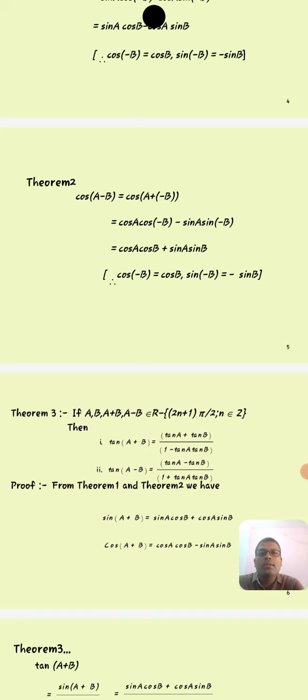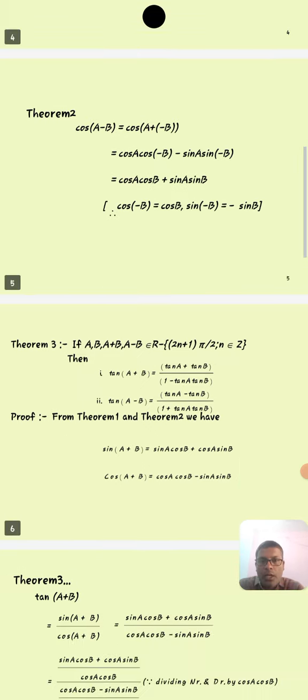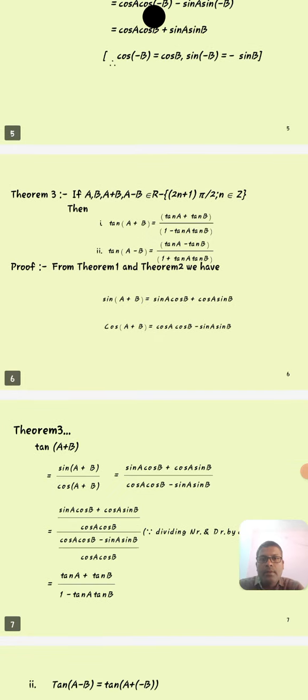We know that cos of minus theta is cos theta, so cos of minus b is cos b. We get cos a cos b, and sin of minus b is minus sin b, minus into minus plus. So we get cos of a minus b is equal to cos a cos b plus sin a sin b. Are you clear? Now we see the number 3.